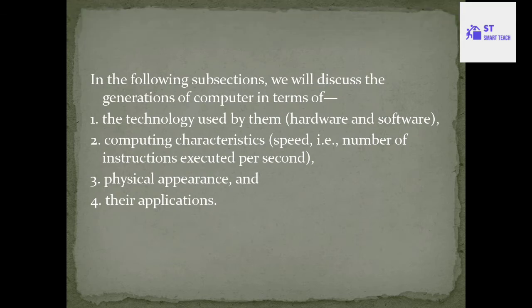In the following subsections, we will discuss the generations of computers in terms of, first, the technology used by them. Those are hardware technology and software technology. Next one is characteristics. Those are speed, the number of instructions executed per second. The third one is physical appearance, about the size. And the last one is their applications. So we will talk about generations in these four aspects.